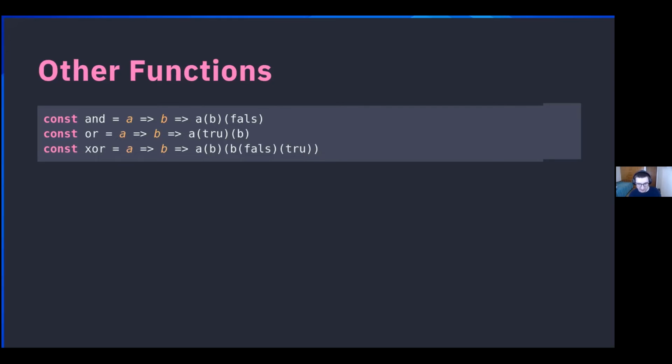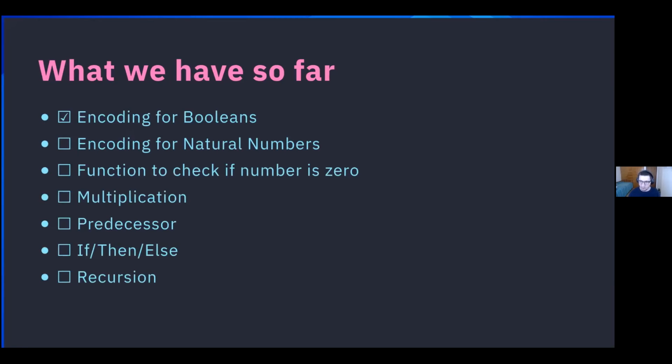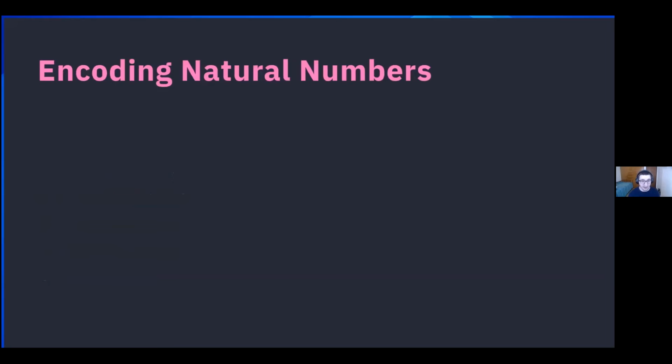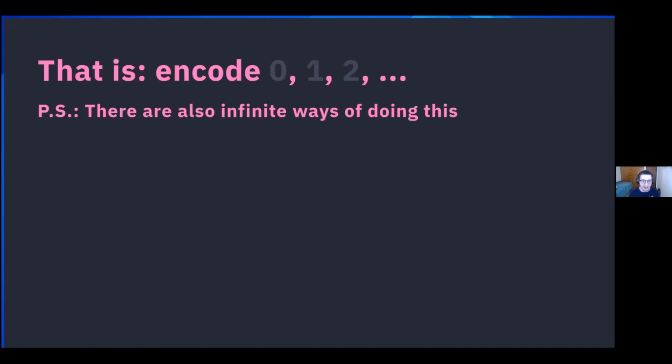NAND logic. Okay, so now we have encoding for Booleans. I hope that I convinced you that you can encode Booleans using only functions. So let's try to encode natural numbers. This is going to be a little bit trickier because there are actually infinite possible natural numbers out there. So we want to encode 0, 1, 2, 3, and so on and so forth. Again, there are infinite ways that you can encode natural numbers.